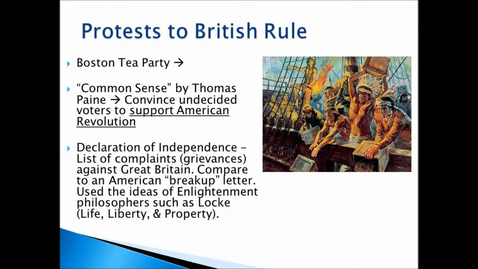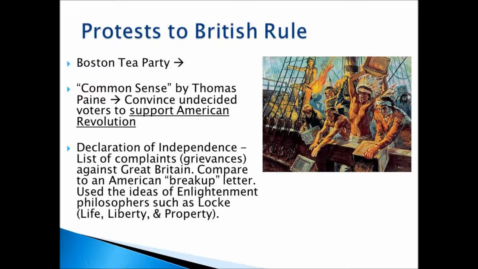Which goes to our protest to British rule. By the mid 1700s, the colonists realized that they were being taken advantage of, and they were being taxed without representation, taxation without representation, and they had no say in their government. They are controlled by a king and parliament, which is across an ocean, and they have no representation in parliament. They protest when their tea is taxed. If you see the picture on the right, the Boston Tea Party.